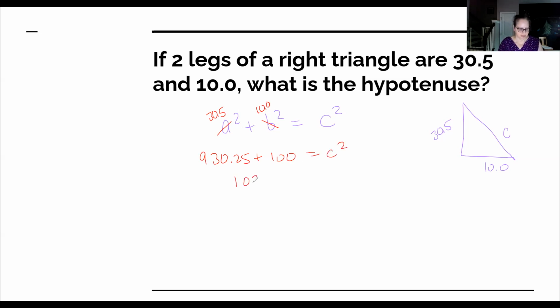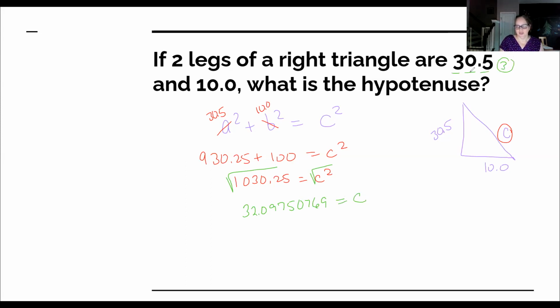930.25 plus 100 is 1030.25. That's equal to c squared. I can't leave it c squared. I want the value of just c. So I got to do the opposite. The opposite of c squared is square root. What I do to the one side, I do to the other. And that is going to give me 32.09750769 and so on.